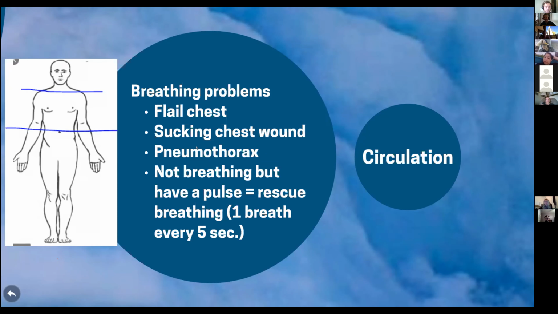Yeah, knocking on wood. And then for the sucking chest wound, you would put an occlusive dressing, or an airtight, watertight dressing, over the wound. And then you would tape it on the sides to keep it in place, because we want to prevent air from coming in where that puncture wound is.